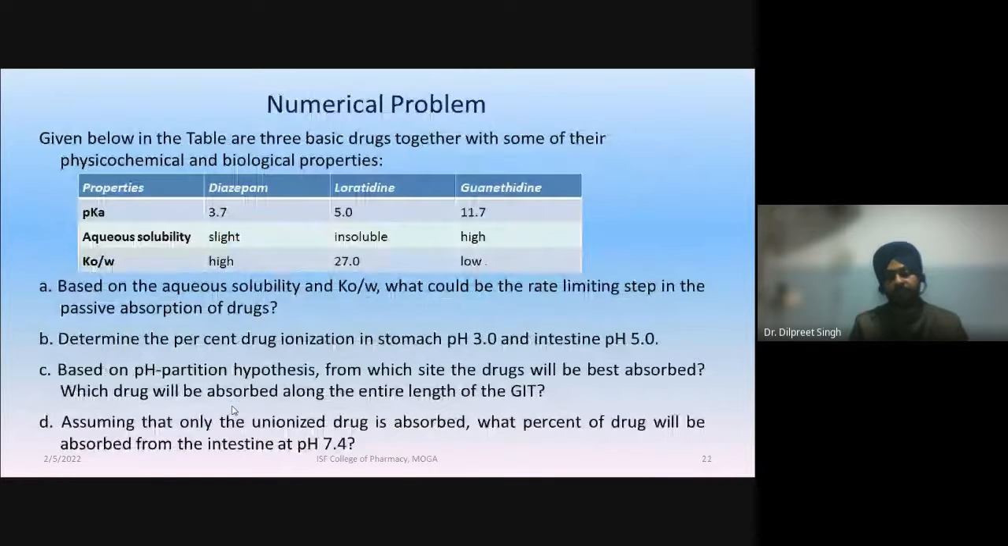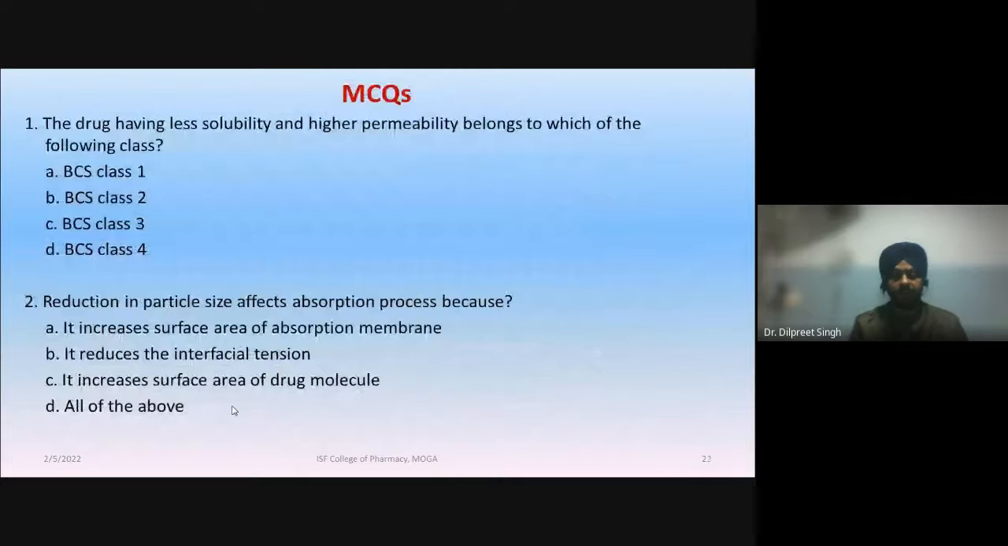In this topic, the MCQ questions that come are like this: a drug having less solubility but greater permeability belongs to which class? The correct answer is BCS class 2. Second question: reduction in particle size affects the absorption process because it increases the surface area of the absorption membrane, it reduces the interfacial tension, and it also helps to increase the surface area of drug molecules. So the answer is D, all of the above.